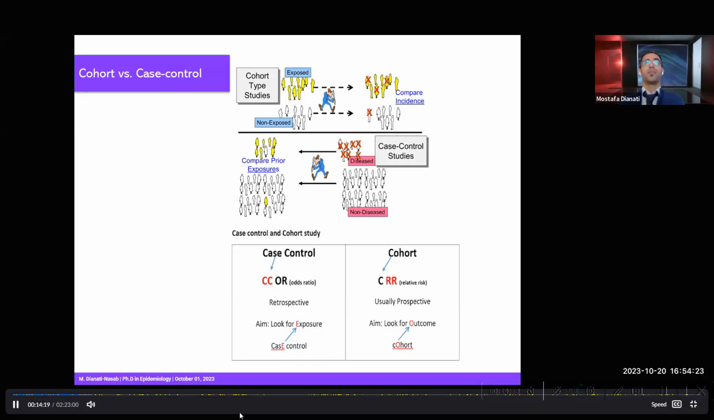We start from exposed and unexposed, and then we see how much is the incidence of this disease among both groups. So in case control studies, you will look at exposures. In cohort studies, you will look at outcomes. Remember, if you see OR in a publication, it's about a case control study. If you see RR or HR, it's a cohort study.